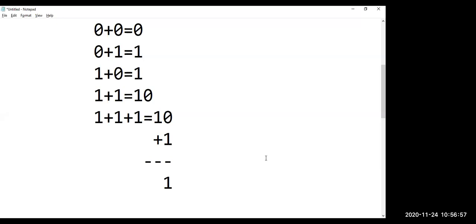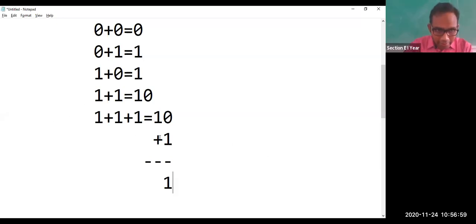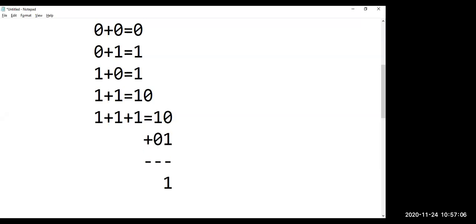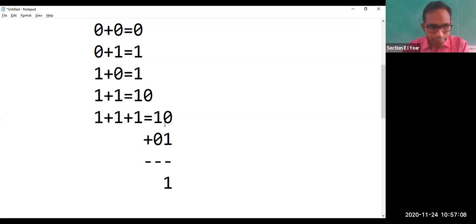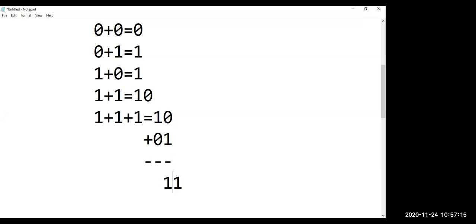Very good. Then what about this one? Do we have anything here? If we don't have anything here, just consider it to be 0. 1 plus 0 is 1. Now 1 plus 0, 1. Very good. So the result is 1, 1.